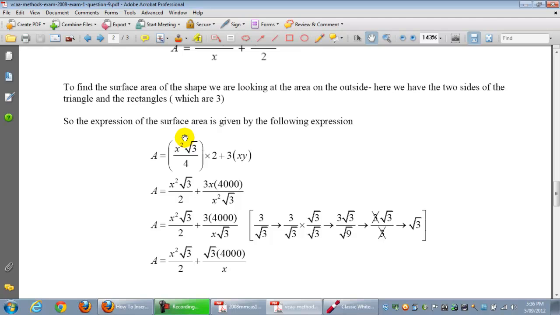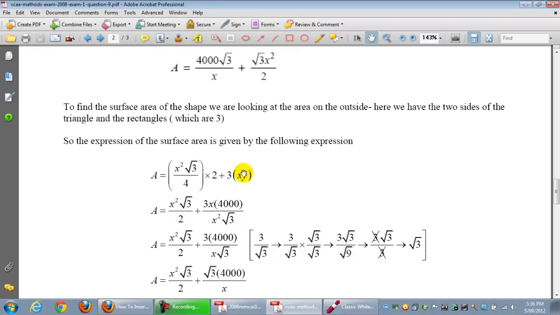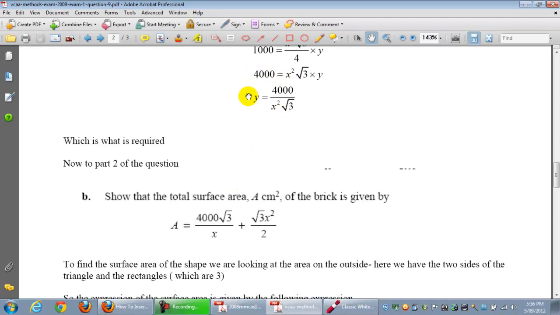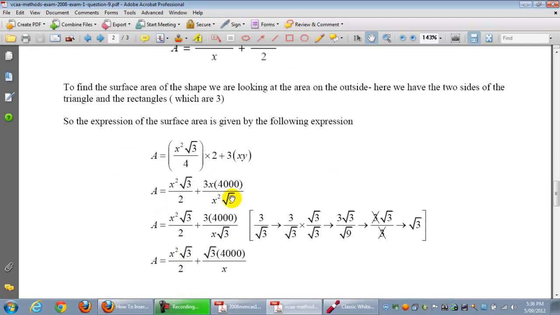So there it is. There's the area of the ends multiplied by 2 because there are two sides, plus 3xy. Now what have I done here? This is where another step is. Y and x, what have we done here? Just have a look at it. 3xy. Well, we're going back to this. There it is, the expression that we used before: y is equal to 4000 over x squared root 3. So we've put that in there and multiplied by 3x.